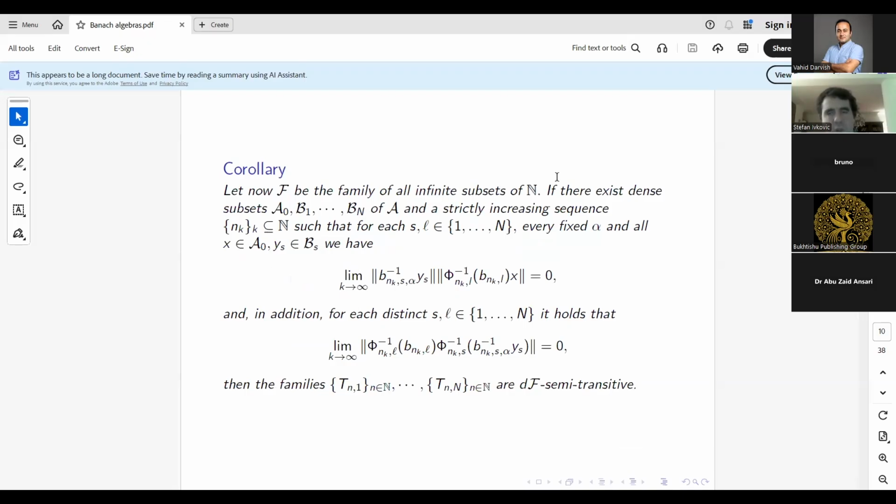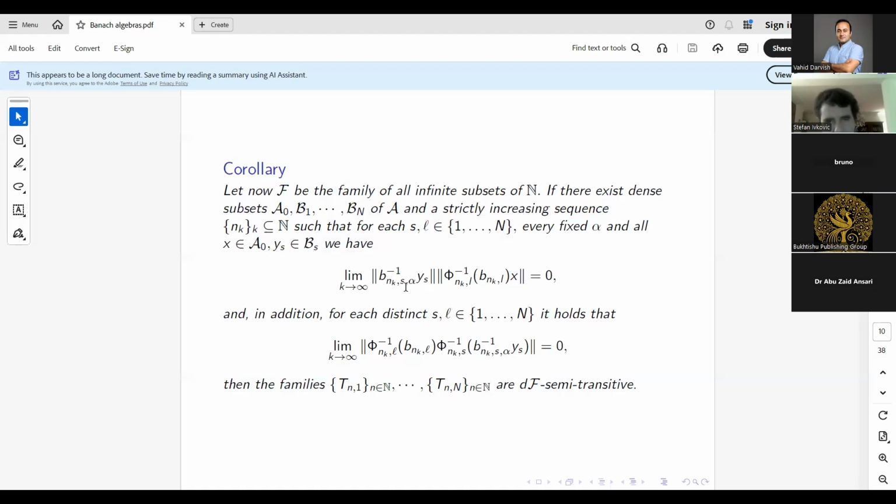So in this case, we let this set S be simply the set of natural numbers, and we let phi be the family of all infinite subsets of N. And then if there exist dense subsets A0, beta 1 up to beta n of A, and a strictly increasing sequence nk of natural numbers, such that for each SL in 1 up to n, every fixed alpha and all x in A0 and is in beta s, this limit is 0 when k goes towards infinity.